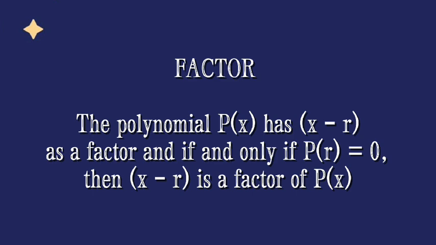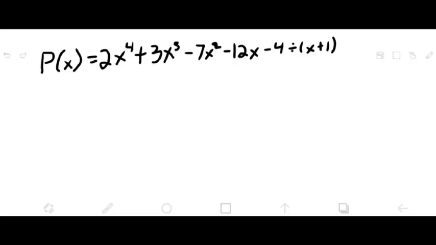The polynomial p of x has x minus r as a factor if and only if p of r equals 0. Then x minus r is a factor of p of x. We use synthetic division to divide the polynomial, which is 2x to the fourth plus 3x cubed minus 7x squared minus 12x minus 4, by x plus 1.